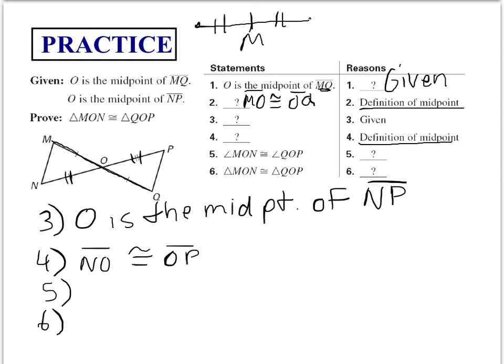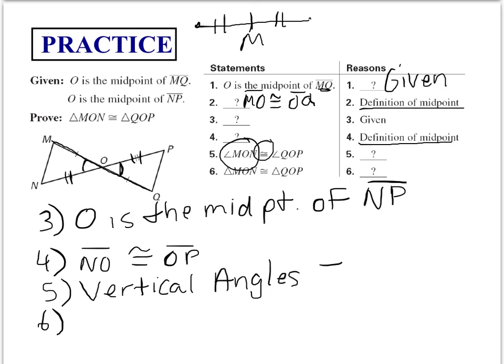Okay, now we're at step 5. So now it's telling us to look at this angle right here, MON. MON is this angle right here, and QOP is this angle right here. How could we possibly know that these two angles are congruent? Well, we know that these angles are vertical angles. And what tells us that these two angles are congruent is the vertical angles theorem.